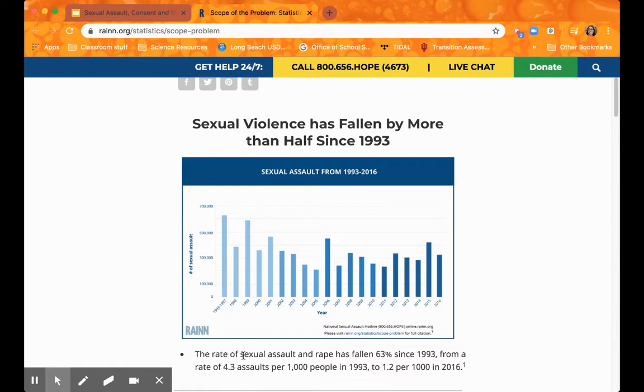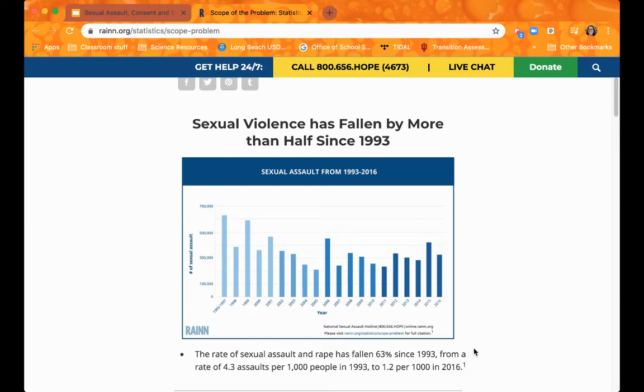The rate of sexual assault and rape has fallen 63% since 1993, from a rate of 4.1 assaults per 1,000 people in 1993 to 1.2 per 1,000 people in 2016.